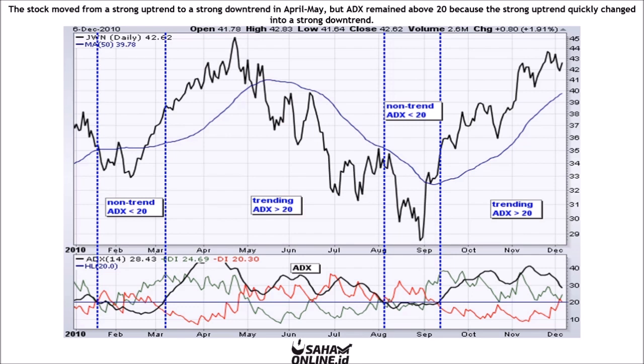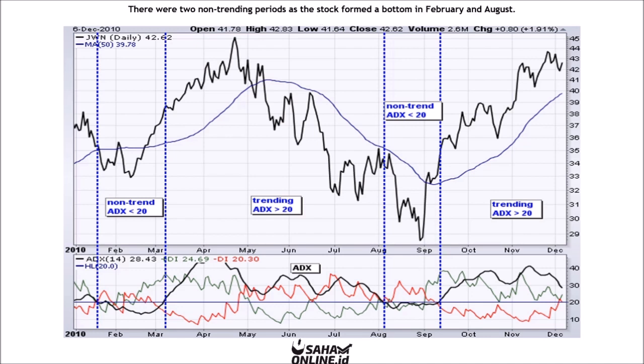The stock moved from a strong uptrend to a strong downtrend in April to May, but ADX remained above 20 because the strong uptrend quickly changed into a strong downtrend. There were two non-trending periods as the stock formed a bottom in February and August. A strong trend emerged after the August bottom as ADX moved above 20 and remained above 20.